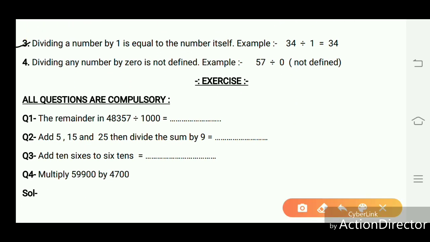Property number 3, dividing a number by 1 is equal to the number itself. Example: 34 divided by 1 equals 34. Property number 4, dividing any number by 0 is not defined. Example: 57 divided by 0 is not defined.